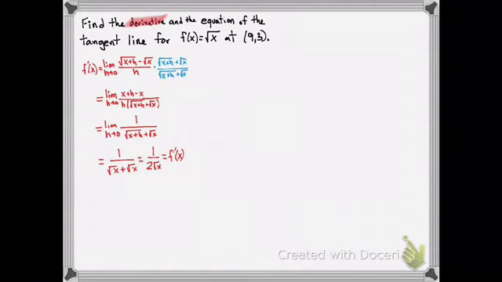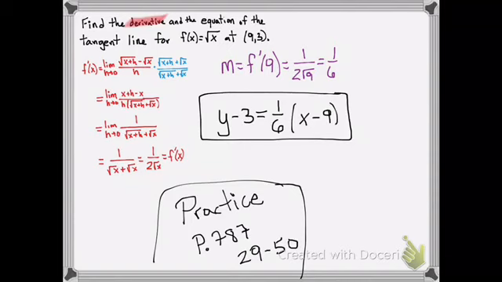Once we've got the derivative, now we can go ahead and find the slope. To get our slope, m, we want the slope at 9, 3. Our slope is just going to be the derivative evaluated at 9. That's going to work out to be 1 over 2 times the square root of 9. The square root of 9 is 3, and 2 times 3 is 6. And so our slope is 1 over 6. So there's our final answer: y minus 3 equals 1/6 times x minus 9.